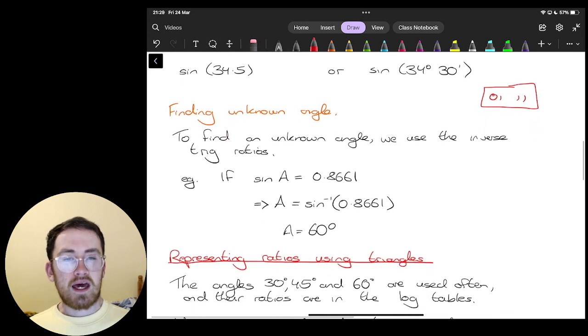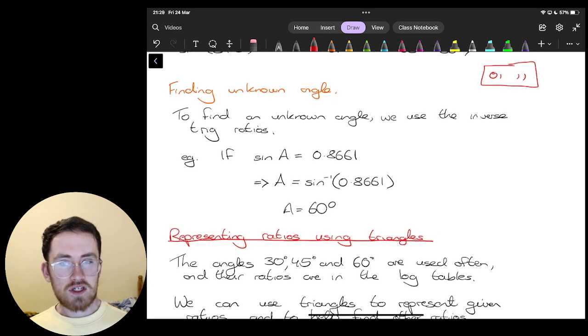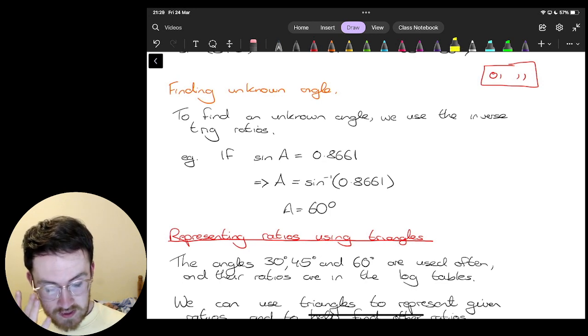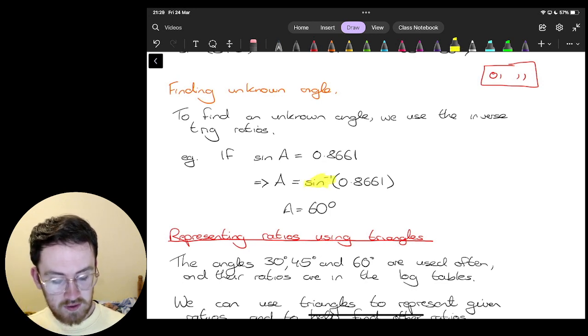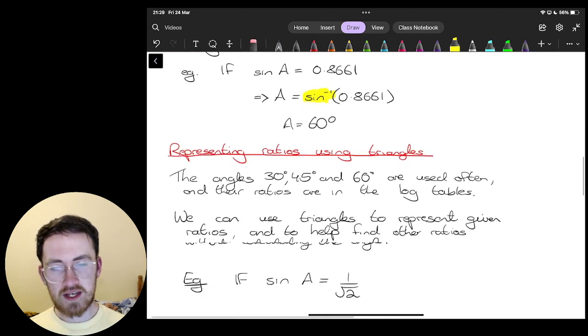Finding an unknown angle. To find an unknown angle, we use our trig ratios. For example, if sine of A is 0.8661, then to find A, I use the sine inverse on my calculator, so sine with the -1, and we get that A is 60 degrees. Again, I'm flying through this, and they should be things that are familiar to you. So this should all be a recap of that.